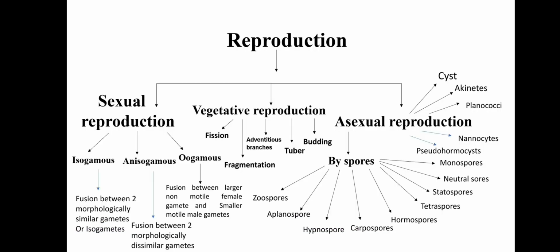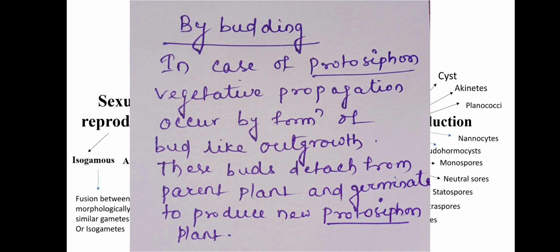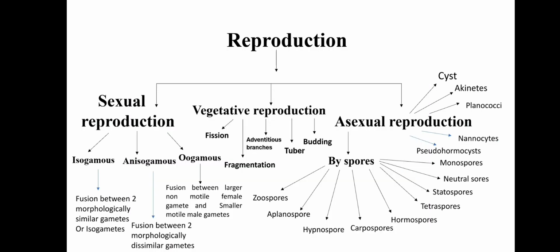Then by budding. In the case of Protosiphon, vegetative propagation mainly occurs by the formation of bud-like outgrowths. These buds detach from the parent plant, then germinate to produce a new Protosiphon plant. So it is all about the vegetative mode of reproduction.